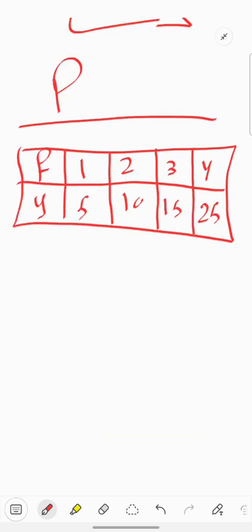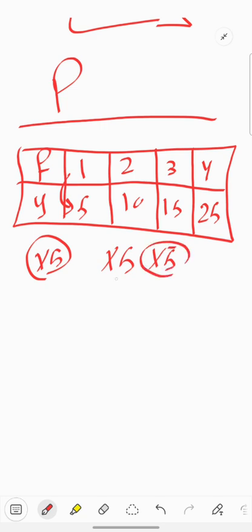Now we have the relation between F for Farida and Y for Yara. We have the ordered pairs 1, 5, 2, 10, 3, 15, 4, 25. And we need to figure out if the relation between the two persons is proportional or not. So 1 becomes 5. Of course, 1 equals 5 if you multiply by 5. And 2 becomes 10 if you multiply by 5. And 3 becomes 15, of course, if you multiply by 5.